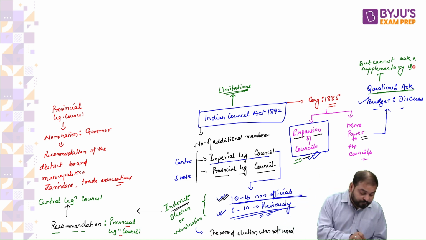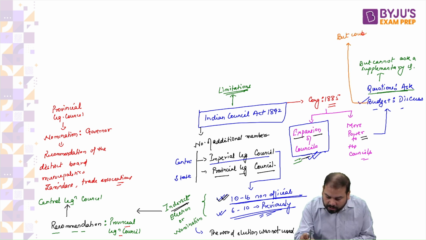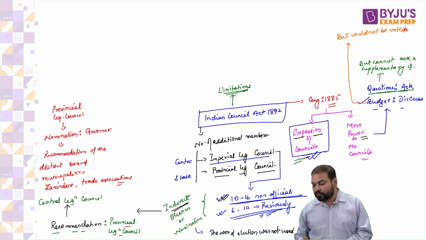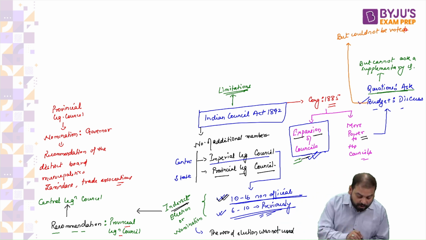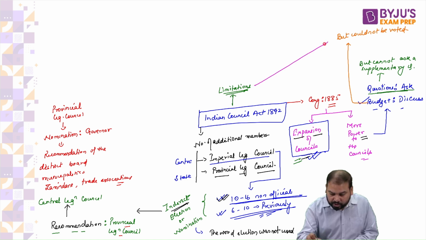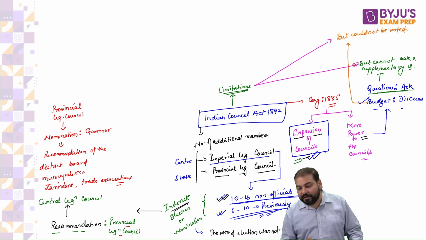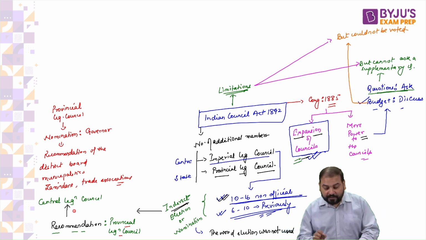Number two, everyone, budget could be discussed, but could not be voted. Rajya Sabha also can discuss budget, but cannot do anything more than that. All of you, don't you think this is a limitation? This is a limitation. Everyone. Okay, I'll give you one more limitation. Everyone.